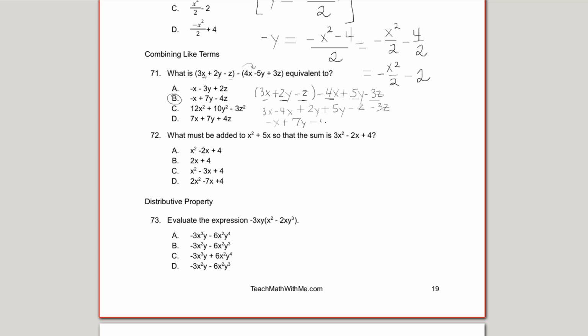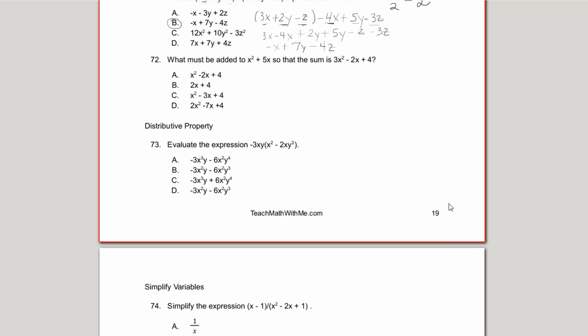We've got minus 4z. And that, again, matches with answer choice B. Question 72. What must be added to x squared plus 5x so that the sum is this? So we're using variables, but don't let that confuse you. If you had the question, what must be added to 5 so that when you add it up it equals 7? Well, you would clearly say add 2 to this 5, and you get that from subtracting the 5 from the 7. So let's try that here.